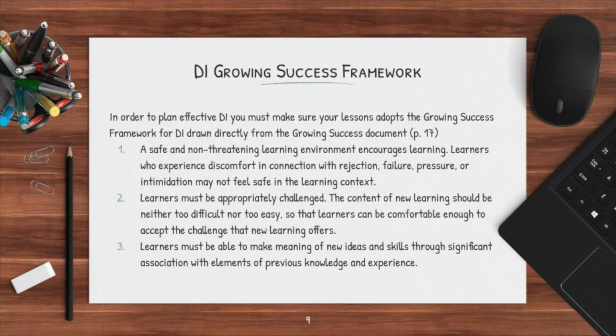Number 1, a safe and non-threatening learning environment encourages learning. Learners who experience discomfort in connection with rejection, failure, pressure, or intimidation may not feel safe in the learning context. 2, learners must be appropriately challenged. The content of new learning should be neither too difficult nor too easy, so that learners can be comfortable enough to accept the challenge that new learning offers. 3, learners must be able to make new meaning of new ideas and skills through significant association with elements of previous knowledge and experience.